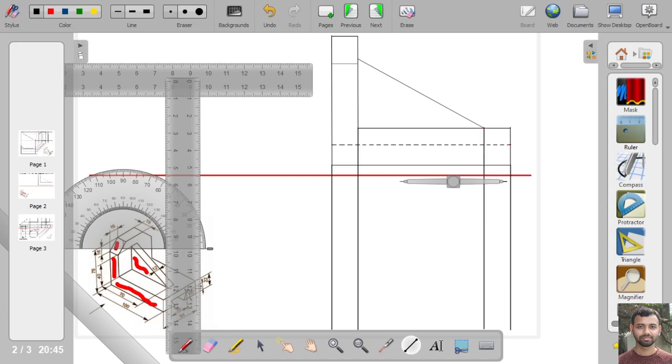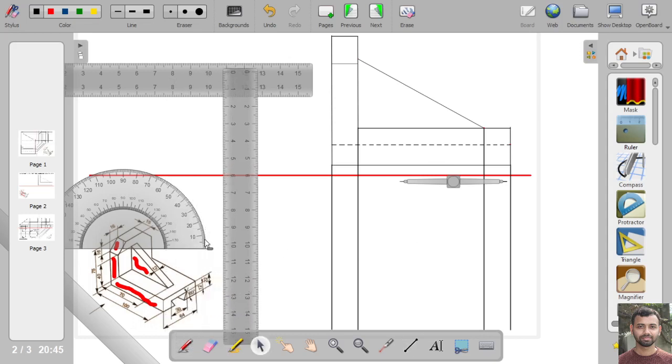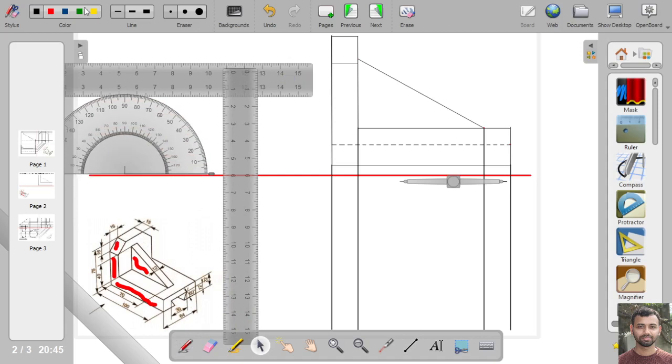Okay, so we have projected all the points on the horizontal plane. Now we will draw the top view. Now look at the object. This object, so when we look from the top, which portions can we see?